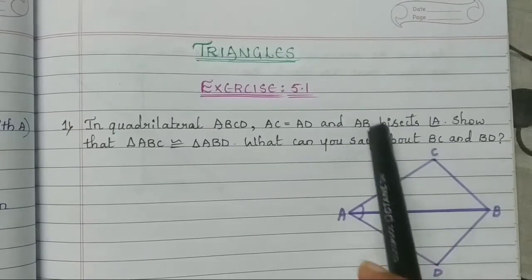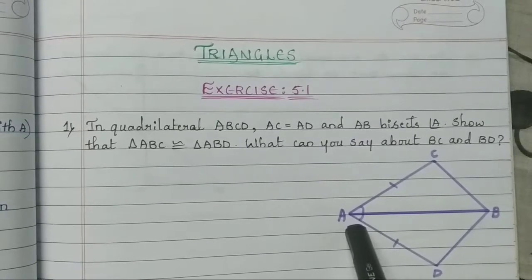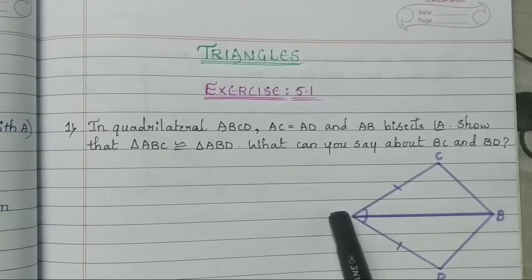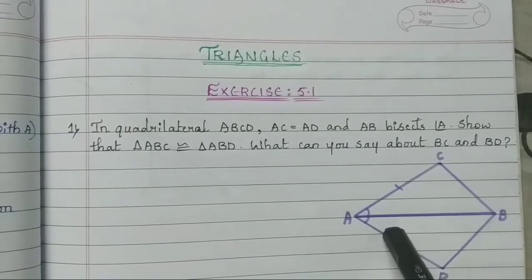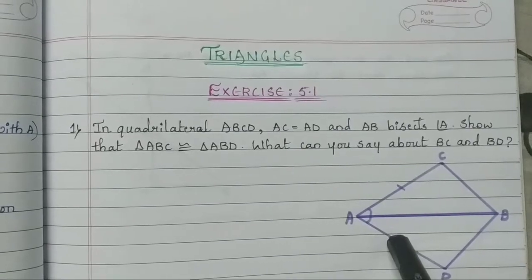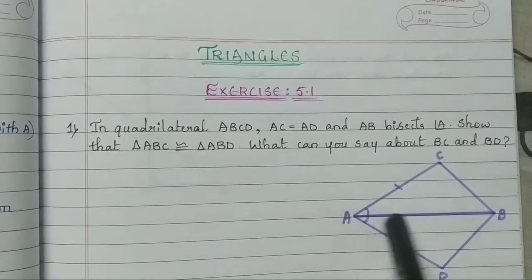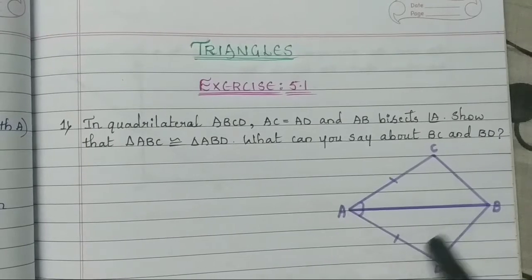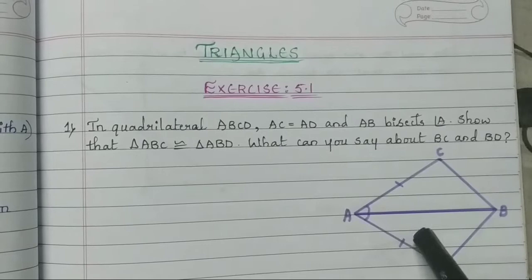Bisecting means this line is cutting this angle into equal halves. Suppose this angle is 60 degrees, then when this line is bisecting that angle, here it is 30 degrees and here it is 30 degrees. It means this angle is divided into two equal parts. What we have to show here is that this upper triangle ABC is congruent to the triangle ABD, the lower triangle.